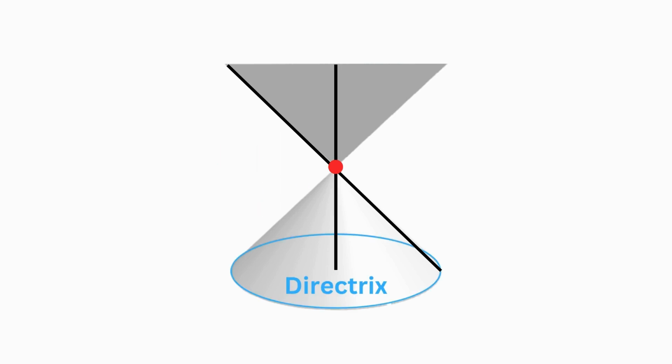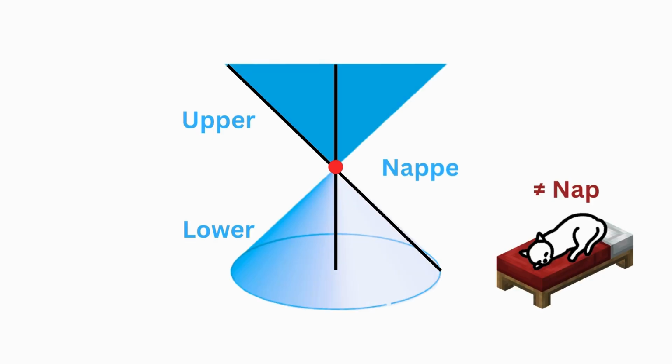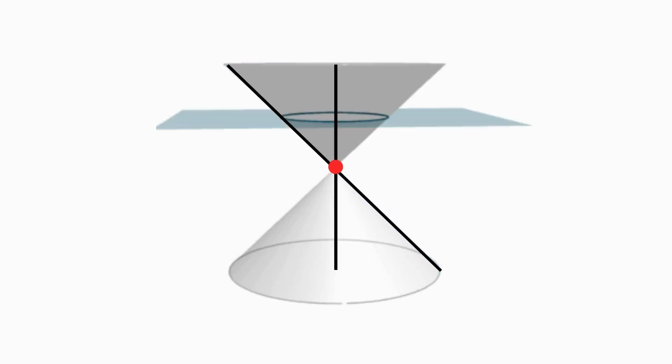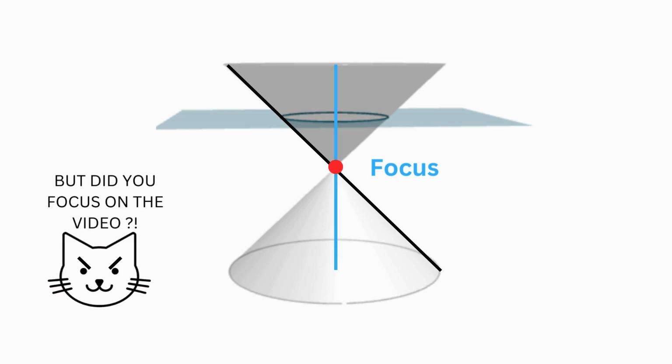Directrix is the circles of the bases. The cones are known as nappes. If a 2D plane intersects the cone, we get a conic section. The axis will be the focus of the conic sections.